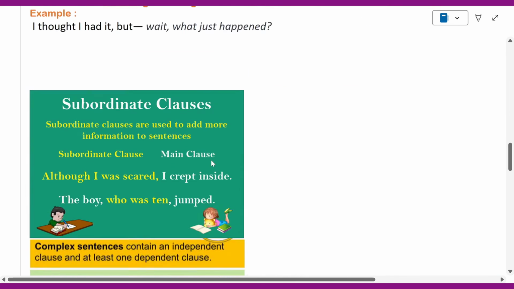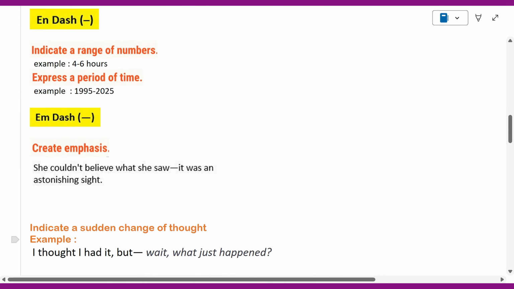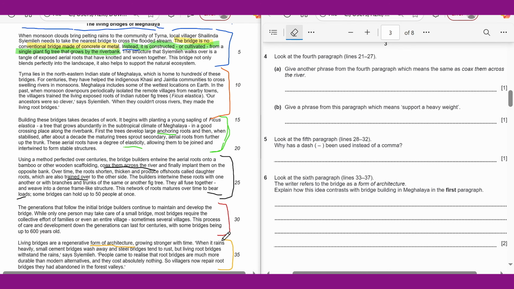Another function is to indicate a sudden change of thought. For example, I thought I had it, but dash, wait, what just happened? So these are the few examples of dash. Let's move on. Now question 6.